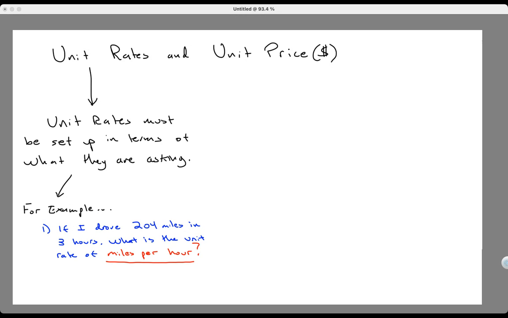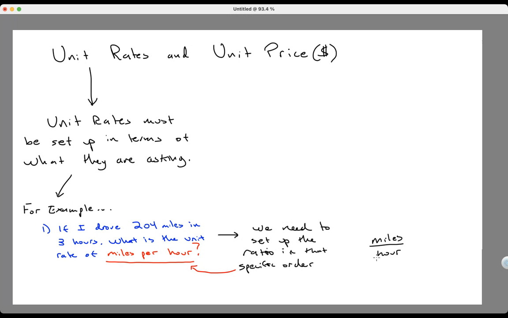For example, I wrote another driving example. If I drove 204 miles in 3 hours, what is the unit rate of miles per hour? I wrote that in red because that's the most important part of this problem. It gives us the order in which we need to set up our rate or unit rate. It would look like miles over hours, with the line that divides it representing the word per, a comparison word.